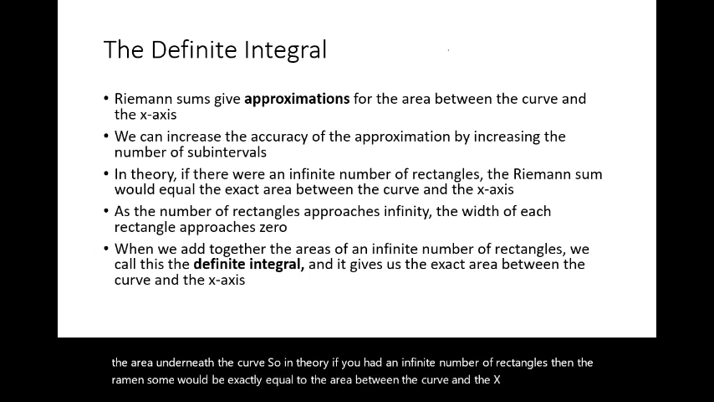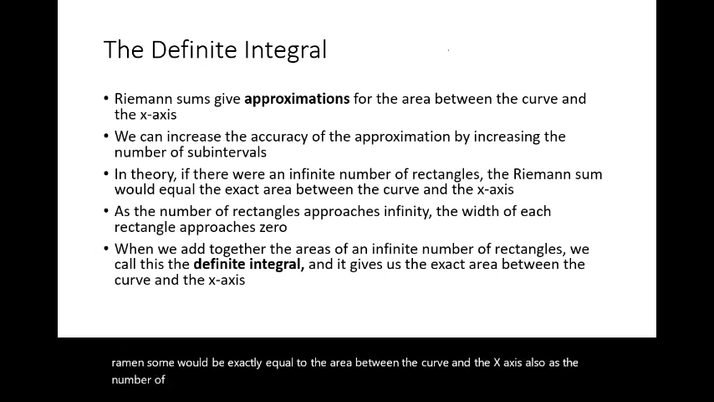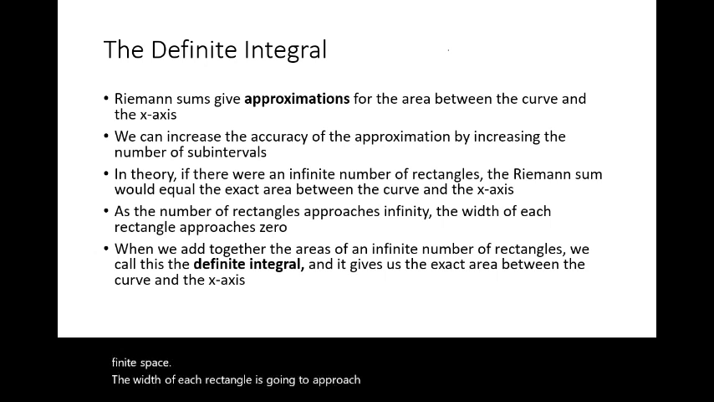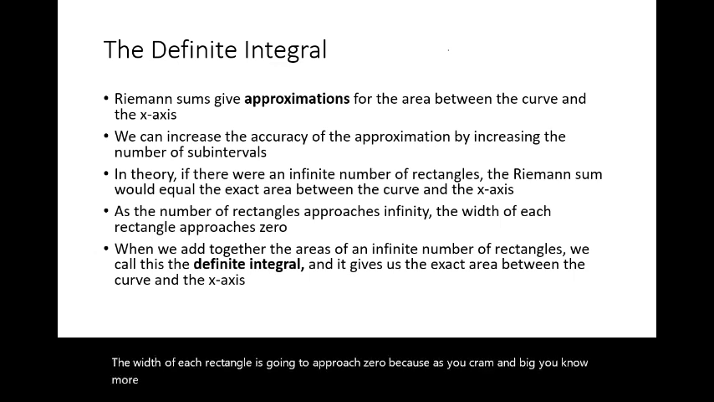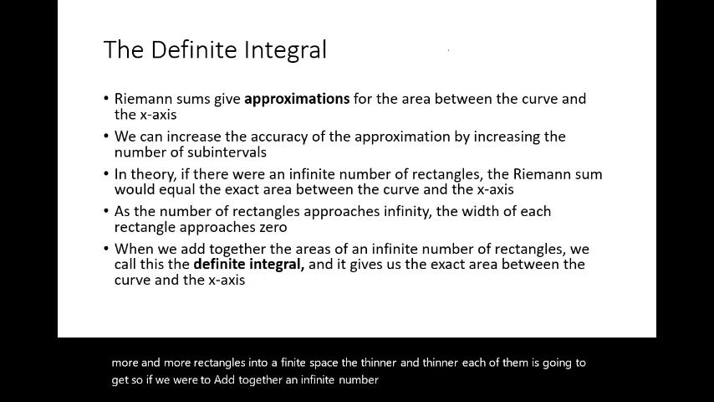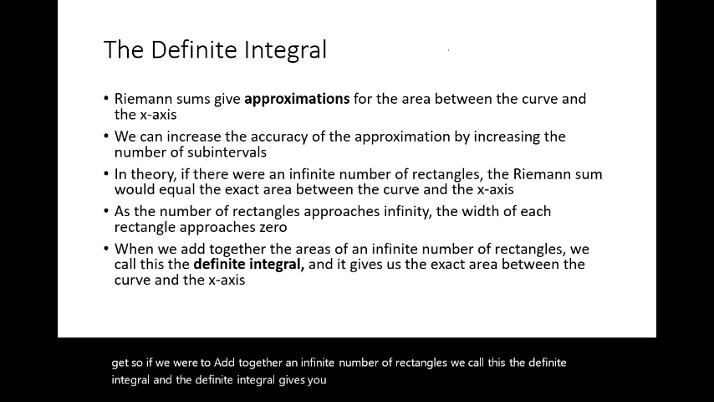Also, as the number of rectangles gets larger and larger, as you try to cram more and more rectangles into a finite space, the width of each rectangle is going to approach 0, because the thinner and thinner each of them is going to get. So if we were to add together an infinite number of rectangles, we call this the definite integral. And the definite integral gives you the exact area between a function's curve and the x-axis.